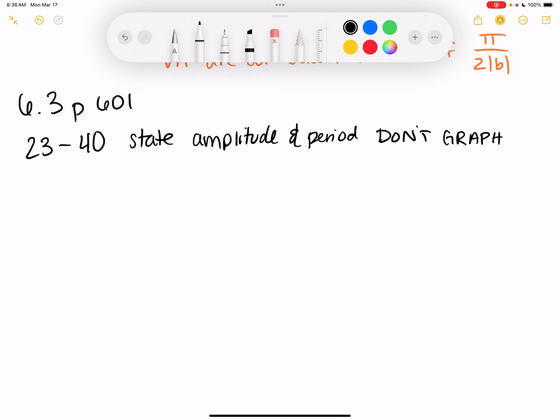24. So 24 is y equals the sine of 2/3 x. So my amplitude is whatever number is in front of sine. In this case, there's just a 1. So my amplitude is 1.